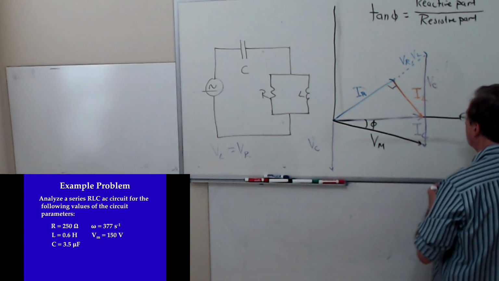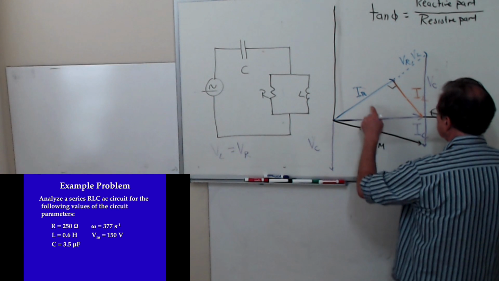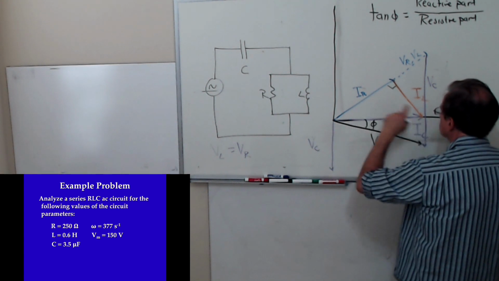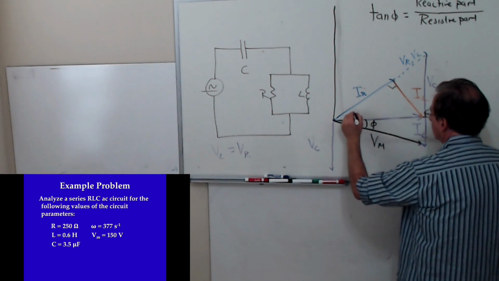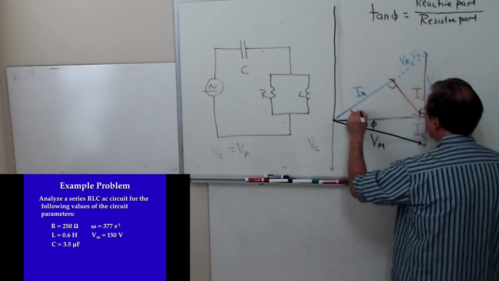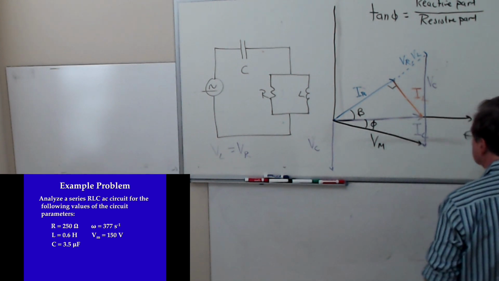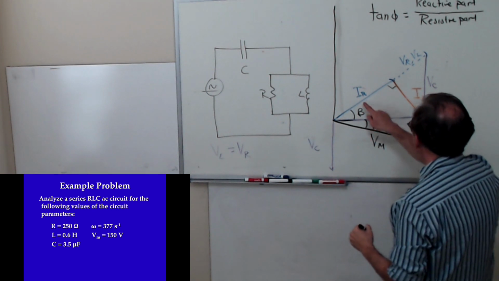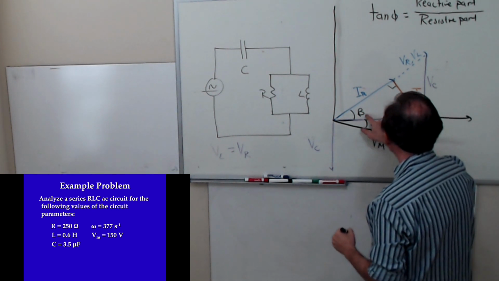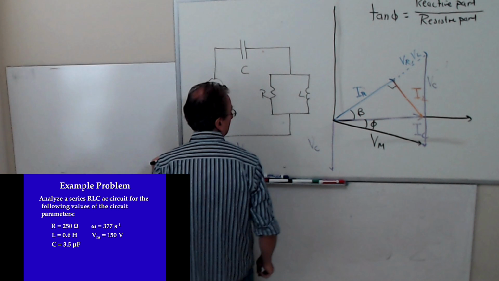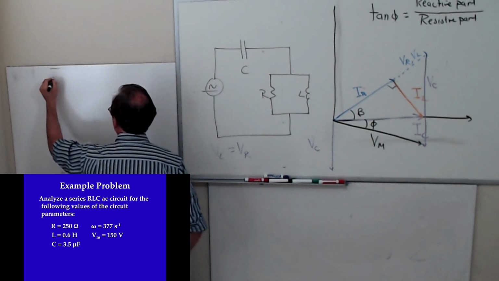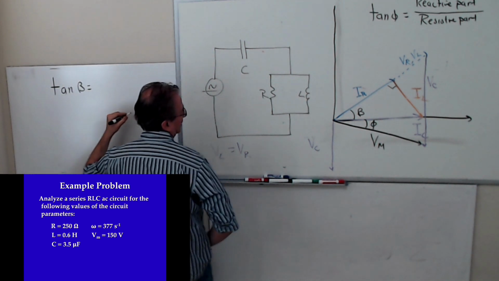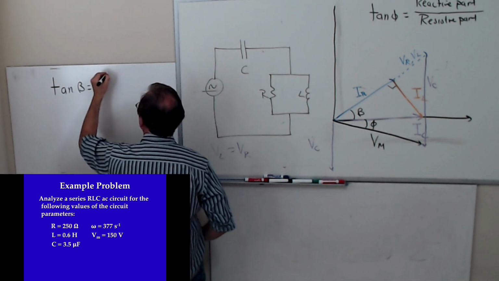So if I know, for example, let's say something about this guy and this guy, I can figure out this angle called beta. See, if you look at this, the angle beta is related by the following. Basically what I'm doing is setting up that homework problem.